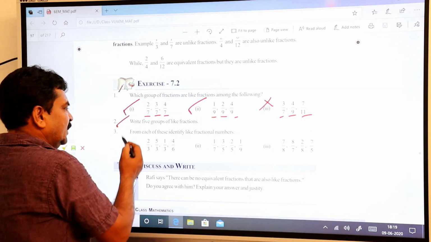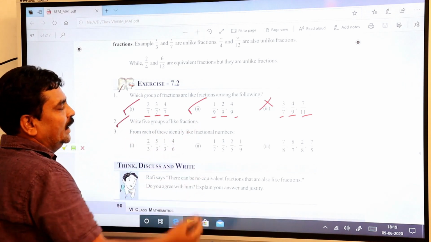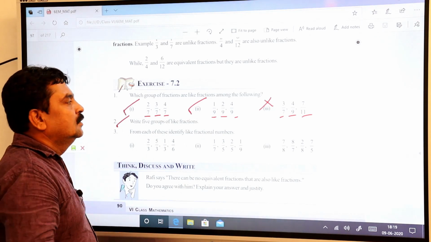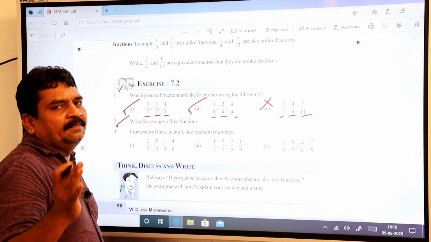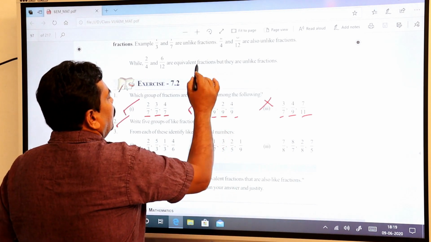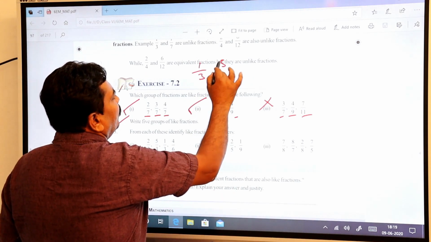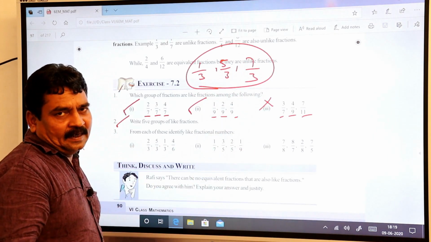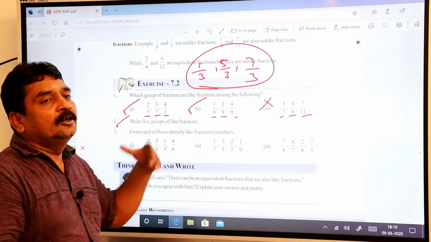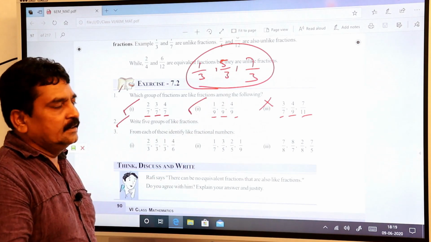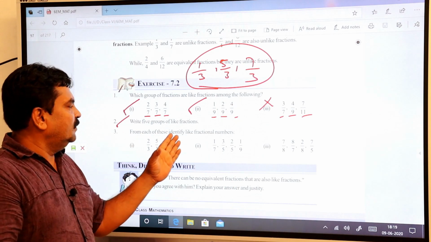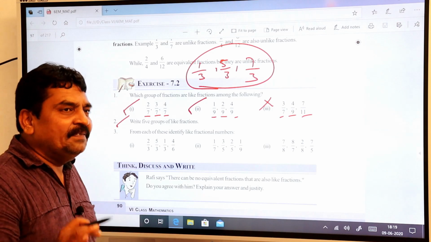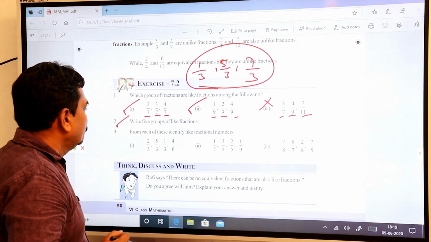Do the second one. Write 5 groups of like fractions. In each group you write down 2 to 3 fractions. Say in one group you write 1 by 3, 5 by 3, 7 by 3. This is one group of like fractions. Similarly, you write down 5 groups like this. From each of these, identify like fractional numbers. You just identify from each.